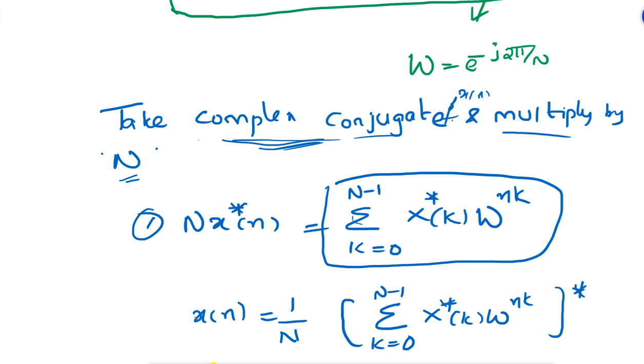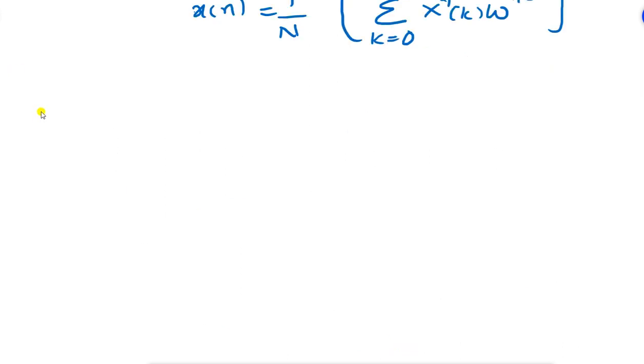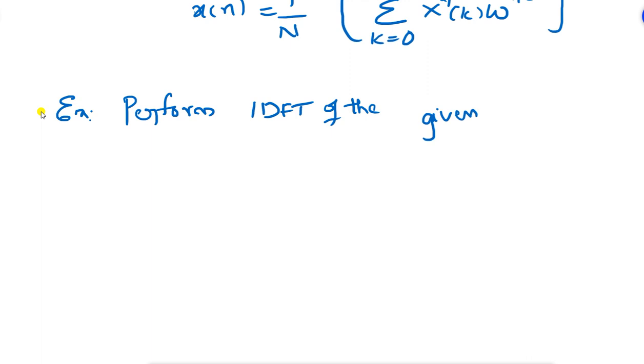Okay, it can be explained by taking one example so that you can easily understand. So here I'm taking one example: compute or perform IDFT of the given sequence by using the decimation in time algorithm, DIT algorithm.